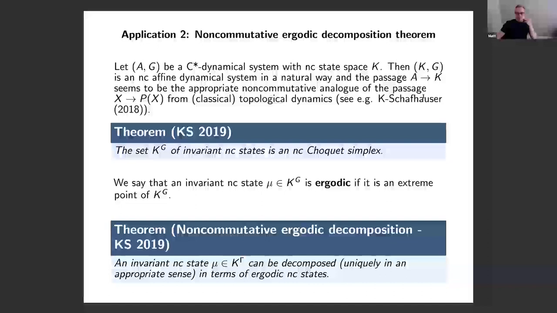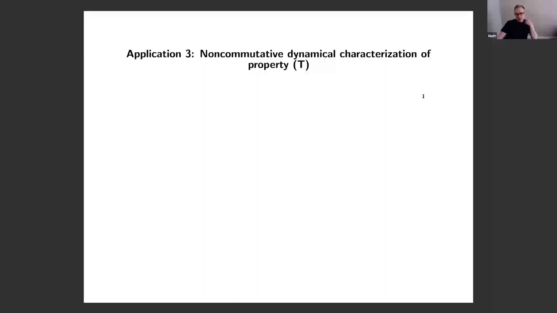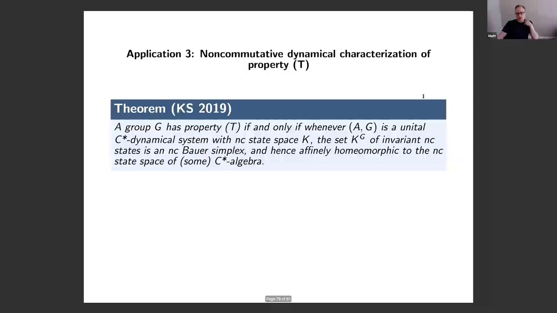Okay. And finally, the third application, which is a non-commutative extension of the dynamical characterization of property T due to Glasner and Weiss. So what Eli and I show is that a group has property T if and only if, whenever I have a C-star dynamical system with NC state space, say K, then the set of invariant NC states is an NC Bauer simplex, which is equivalent by the first application to saying that it's really the NC state space of some C-star algebra, which again, in this setting, may bear very little resemblance to the C-star algebra A.